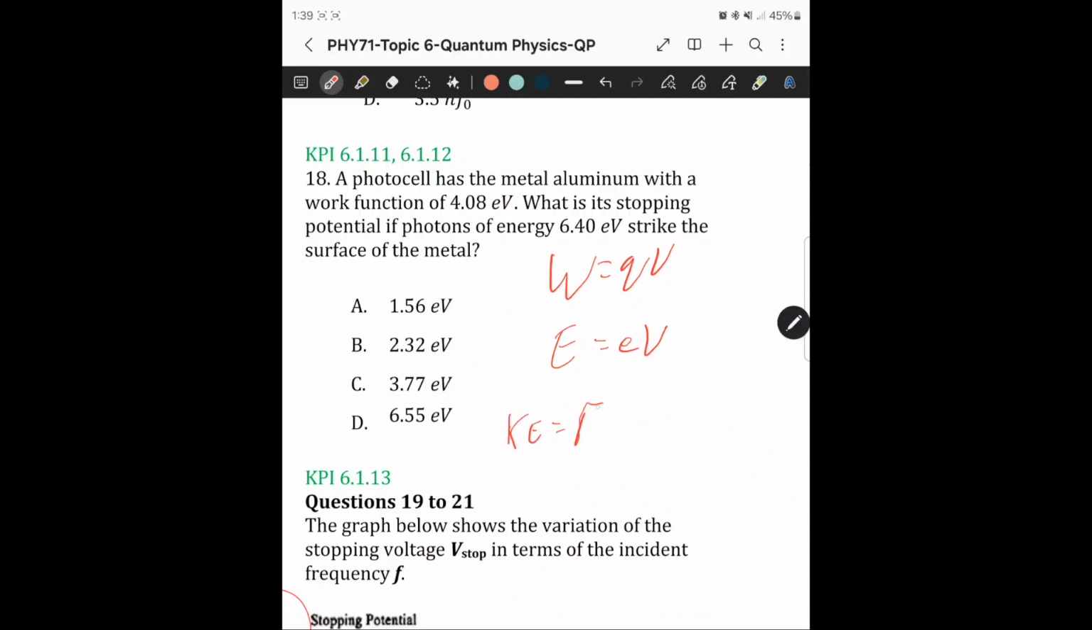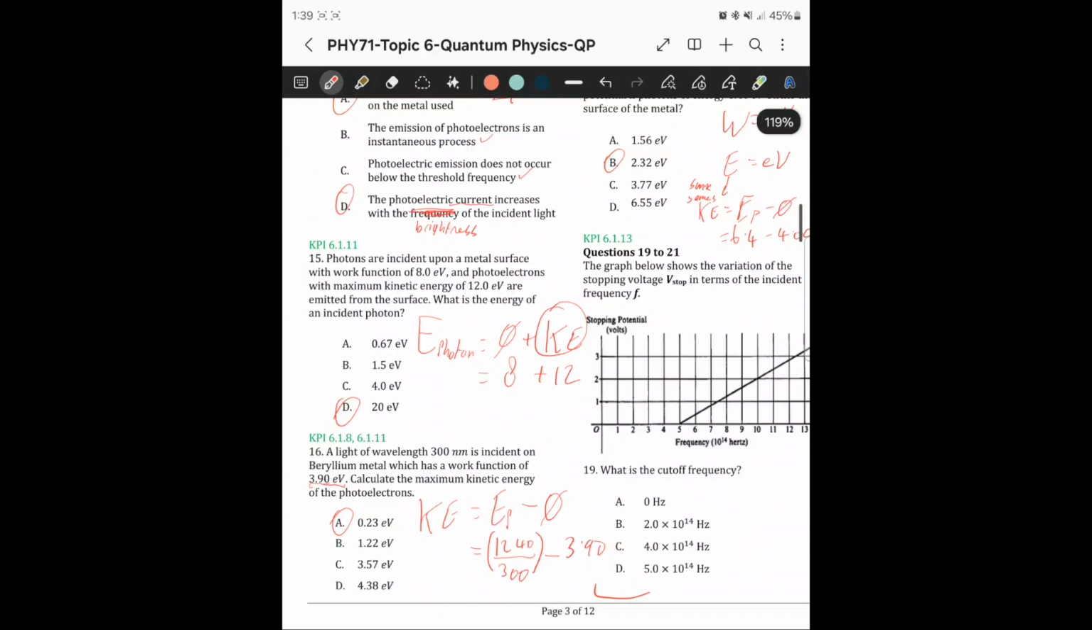I will take my photon, and I will subtract my work function from it. So this is same. Stopping potential is the same as the KE. Very good. What am I doing? Yes, 6.4 minus 4.08. Stick that into your calculator, you will get 2.32. Very nice. Next, moving on to the next question over here, down to question 19.